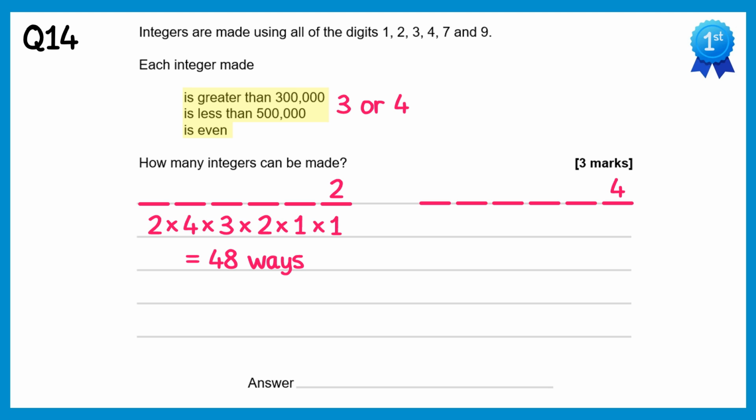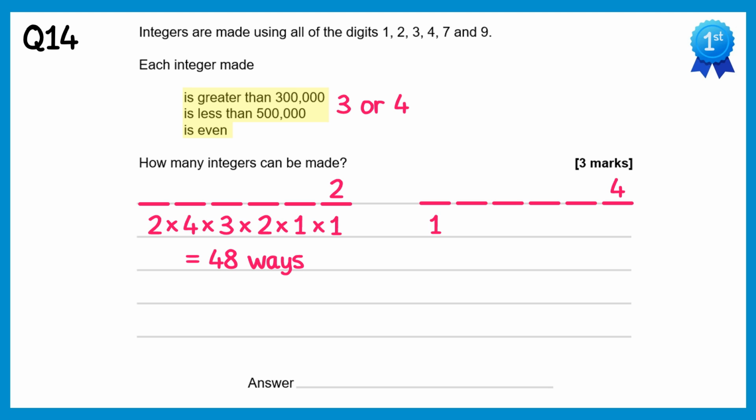Now let's have a look at what happens if it ends in a 4. Well, if it ends in a 4, it can no longer begin in a 4. Remember earlier we said it must start with a 3 or a 4. Now if it can't start with a 4, it must start with a 3. So there's only actually one way of picking the first digit now. It must be a 3.